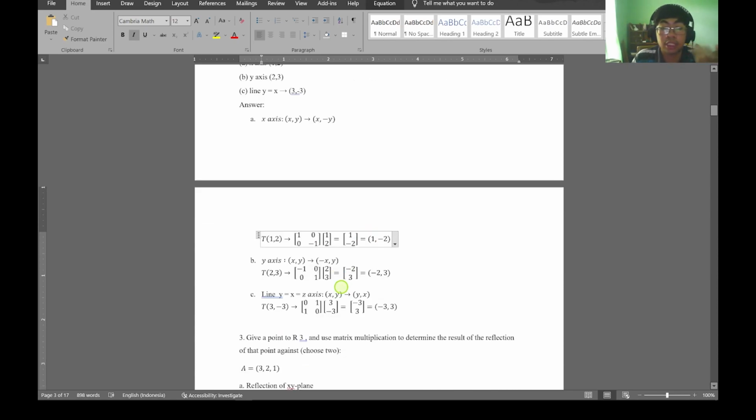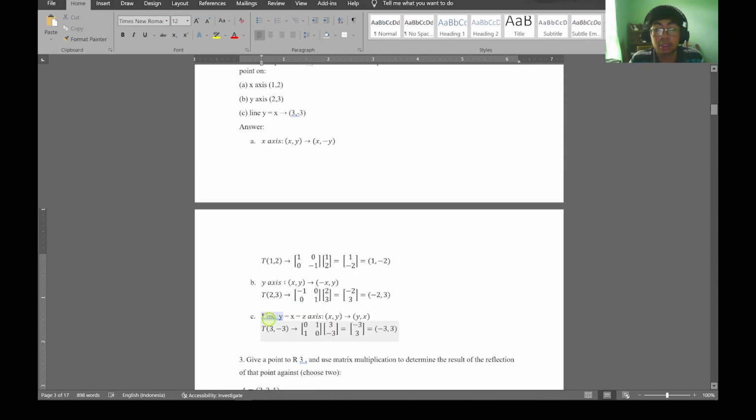Next is the y-axis. The y-axis takes x and y to minus x and y. So transform 2 and 3 with the standard matrix of the y-axis, and we multiply it. Minus 1 0 times 2 and 3 is minus 2, and 0 1 times 2 and 3 gives 3. So the answer is matrix minus 2 and 3 for the y-axis.